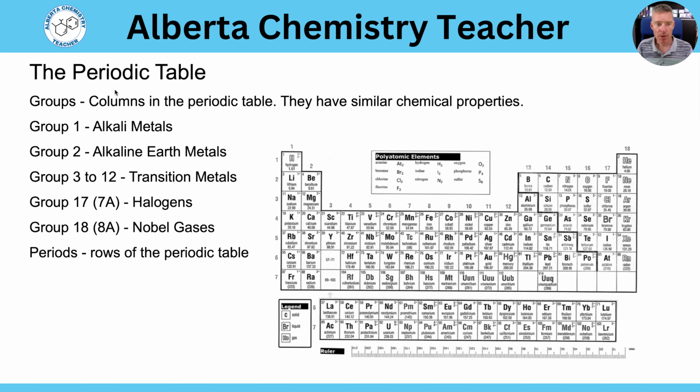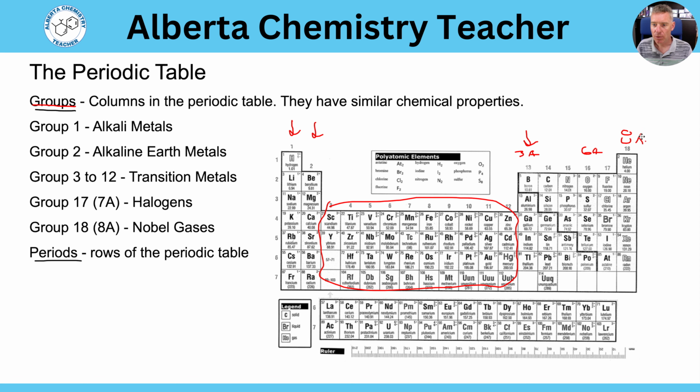Starting off with the periodic table, grade 10 students absolutely have to be familiar with the terms groups and periods. Groups are vertical columns. So we have group 1, group 2, and way over here group 13, or if you skip the transition metals, 3A. One of the numbering systems used a lot, particularly in 10 and 11 chemistry, skips the transition metals. So we get 3A, 4A, 5A, 6A, 7A, and then finally 8A.